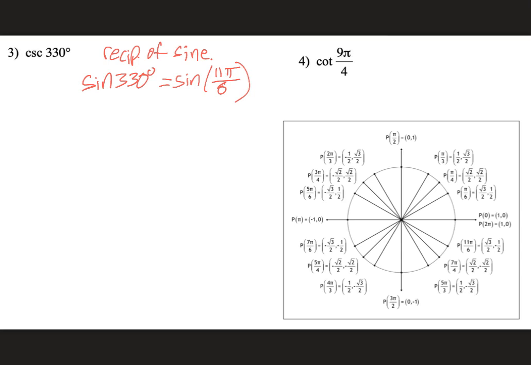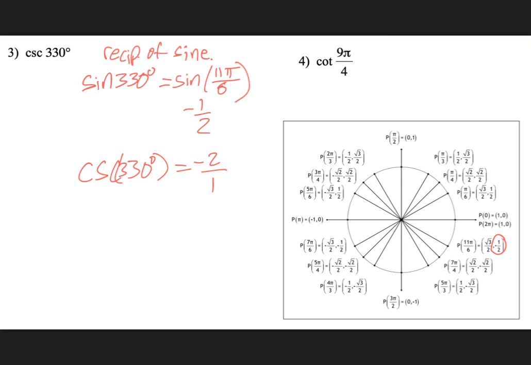Okay, so I know this is the y value at 11 pi over 6. That's going to be negative a half. The reciprocal of that, so 330, is going to be negative 2 over 1. At this point, that problem is done.